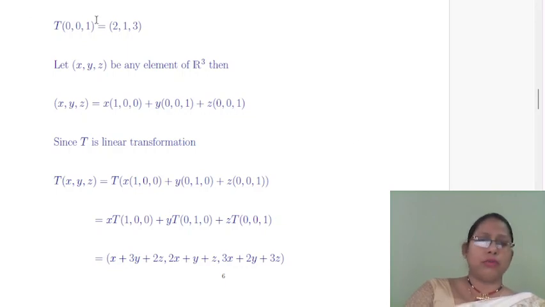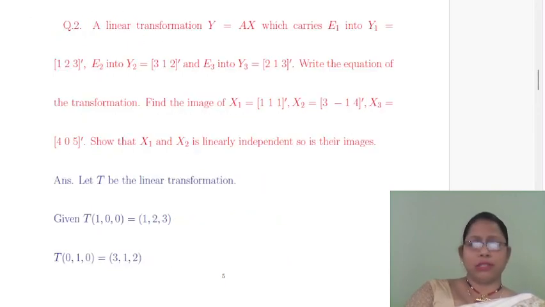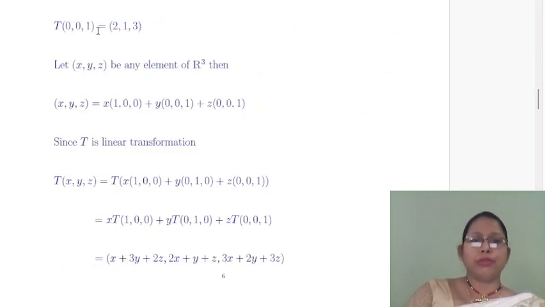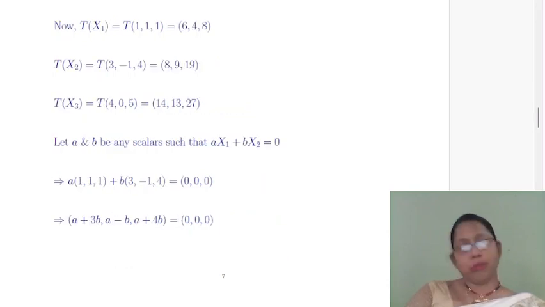Now put in the values of the T images of the basis elements: T(1, 0, 0) is this, T(0, 1, 0) is this one, and T(0, 0, 1) is this one. Put in these values and simplify, and I will get this equation, that is (x + 3y + 2z, 2x + y + z, 3x + 2y + 3z), which is the required linear transformation.